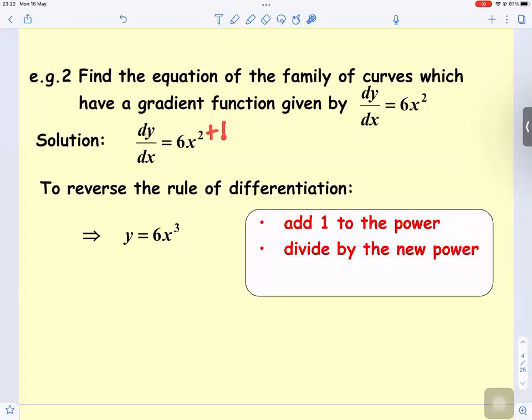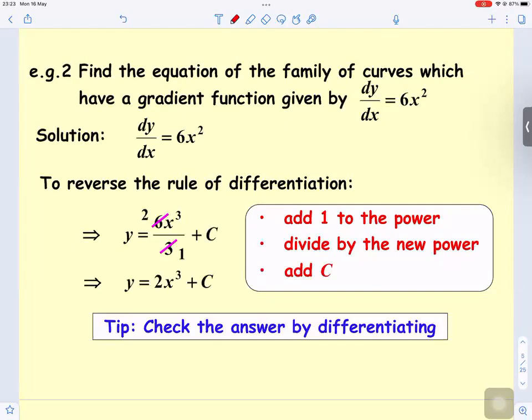So add 1 to 2, it becomes 3, and you divide by that 3. So this will add 1 to the power and divide by the new power. And for differentiation, it was subtract 1 from the power and multiply by the power. So integration is the reverse. So what we do now is, when you add 1 to 2, it becomes 3, and you divide by 3.